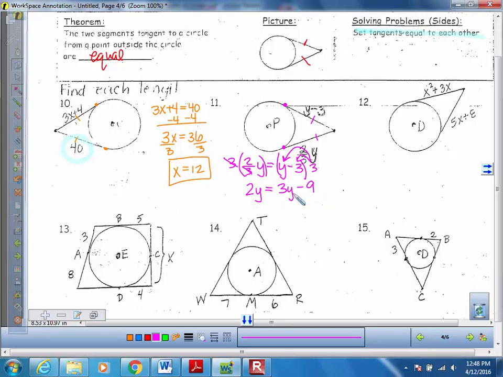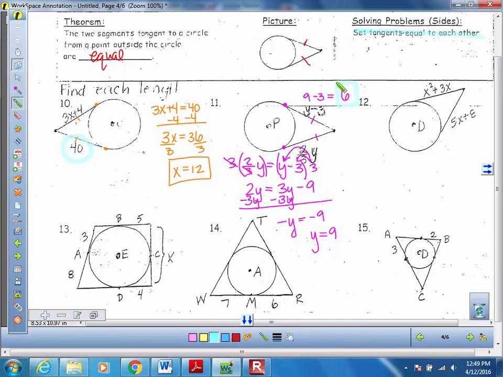Would you rather move 2y or 3y? Okay, so we're going to subtract 3y to get it on the same side. And that's going to give me negative y equals negative 9. Can I have a negative variable? No. So what would happen to both these signs? They change, and we get y equals 9. Now, if I wanted to find the length of this, I could plug this back in. 9 minus 3 gives me 6. So my length would be 6. Okay? Shall I do the factoring one for you?